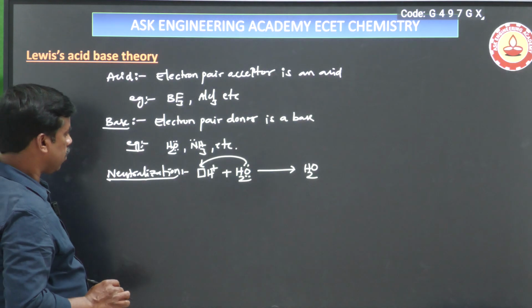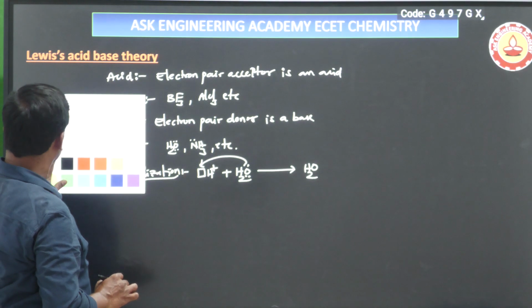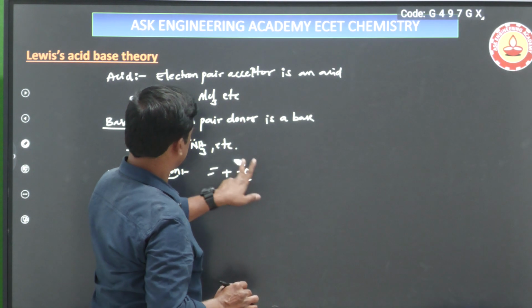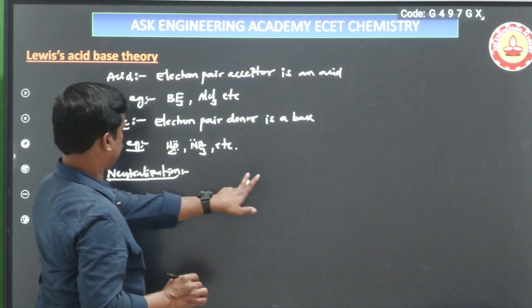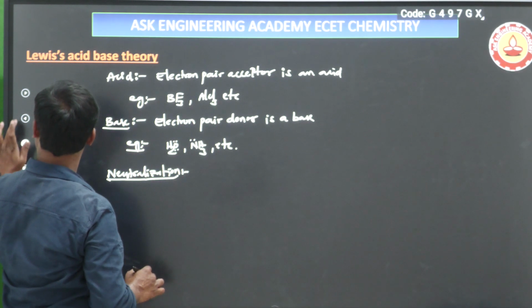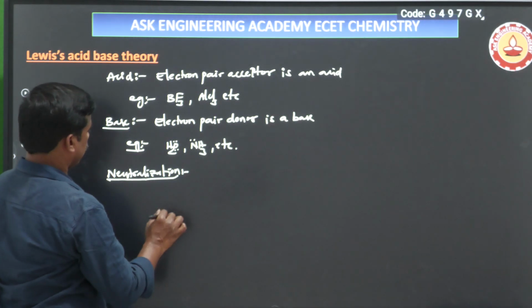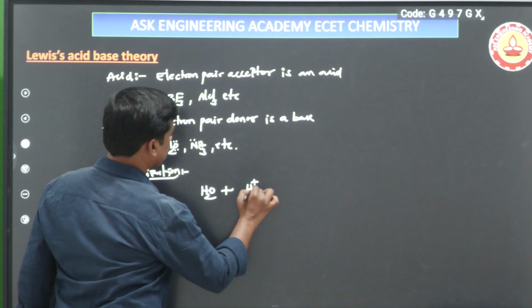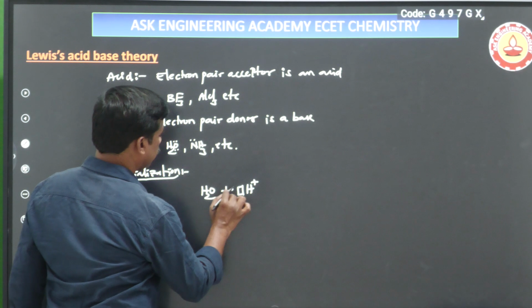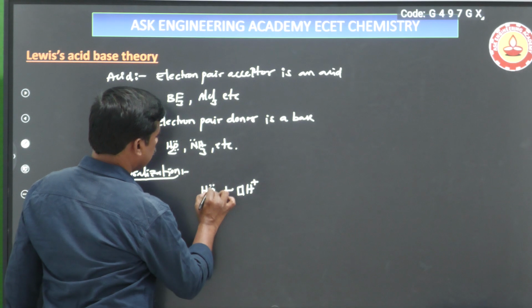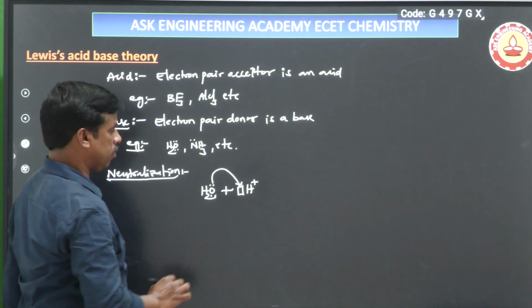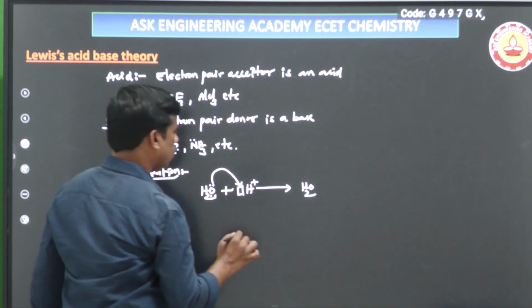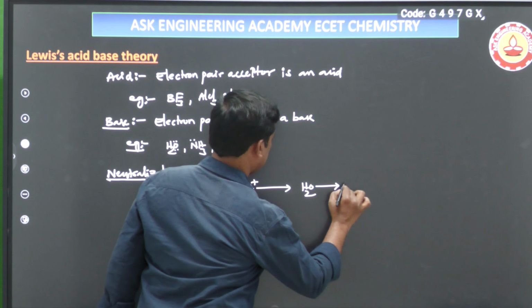This H plus, I am writing, just a minute. H2O is going to combine with H plus. Here it has a lone pair, and the H plus has an empty orbital. This lone pair is going to donate to this hydrogen. Here what is going to form? H2O is formed like this, bonded to H plus.